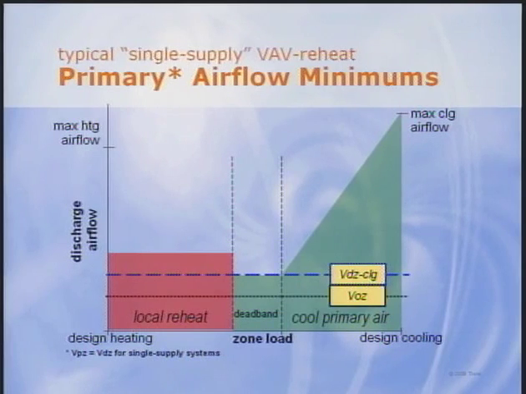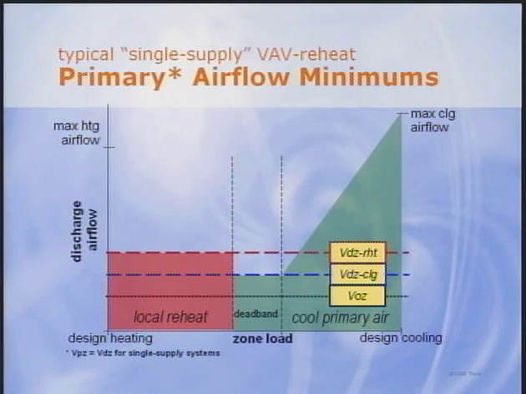It can be any value as long as it's not less than the minimum outdoor airflow required by Standard 62. As zone load continues to drop below the deadband, reheat typically kicks in, and discharge airflow pops up to the reheat minimum setting. This setting must be equal to or less than the value established by Standard 90.1. But again, it can be no less than the minimum outdoor airflow.